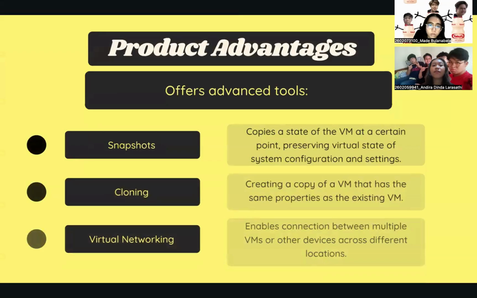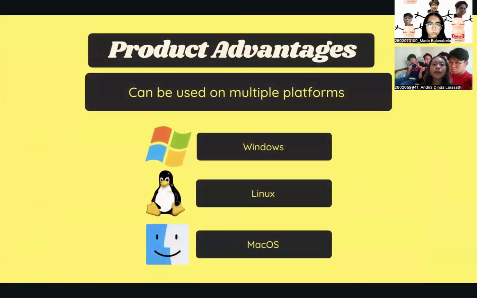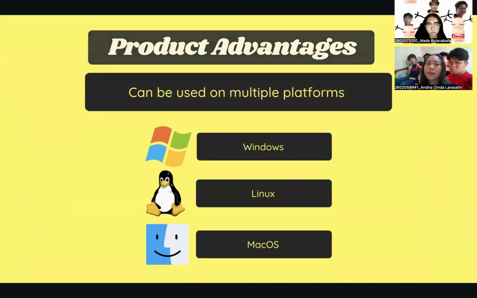The next one is that it offers advanced tools. The first one is snapshots, to copy a state of the VM at a certain point, preserving the virtual state of system configuration. The second one is cloning, to create a copy of a VM that has the same properties as the existing VM. And the last one is virtual networking, which enables connection between multiple VMs or other devices across different locations. The next advantage is that it can be used on multiple platforms. It can be used on Windows, Linux, and Mac OS.